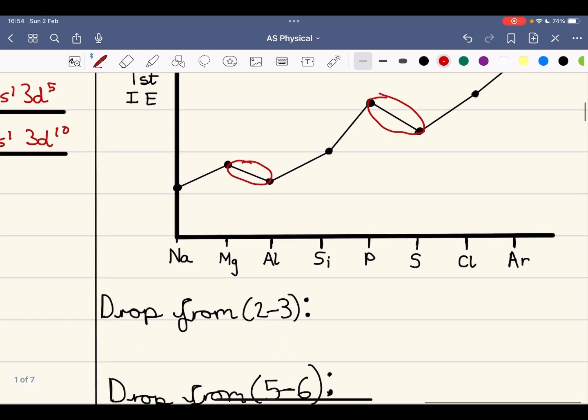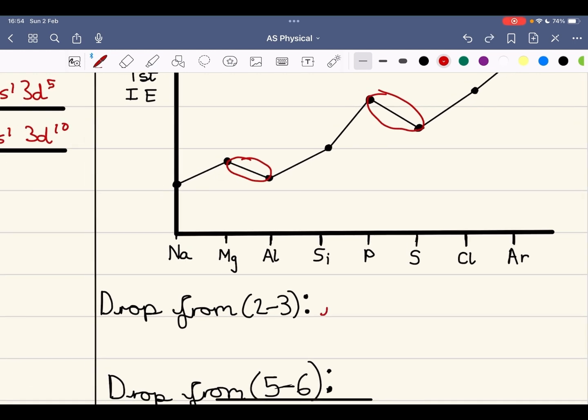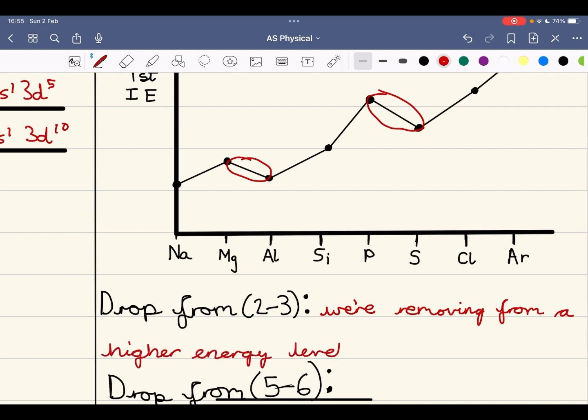So the drop from magnesium to aluminium, which is group 2 to group 3, can be explained since we're removing from a higher energy level. So from an S to a P.